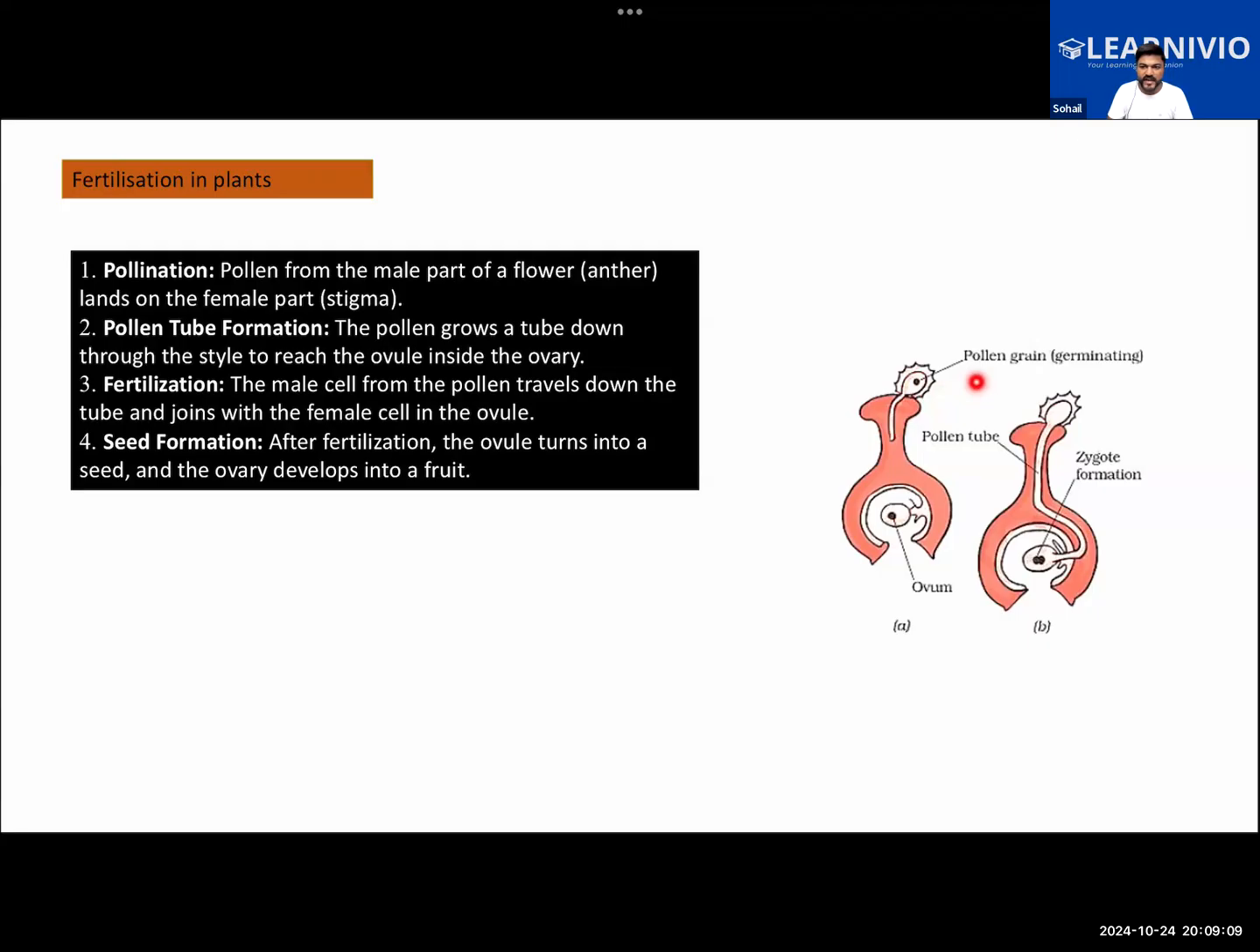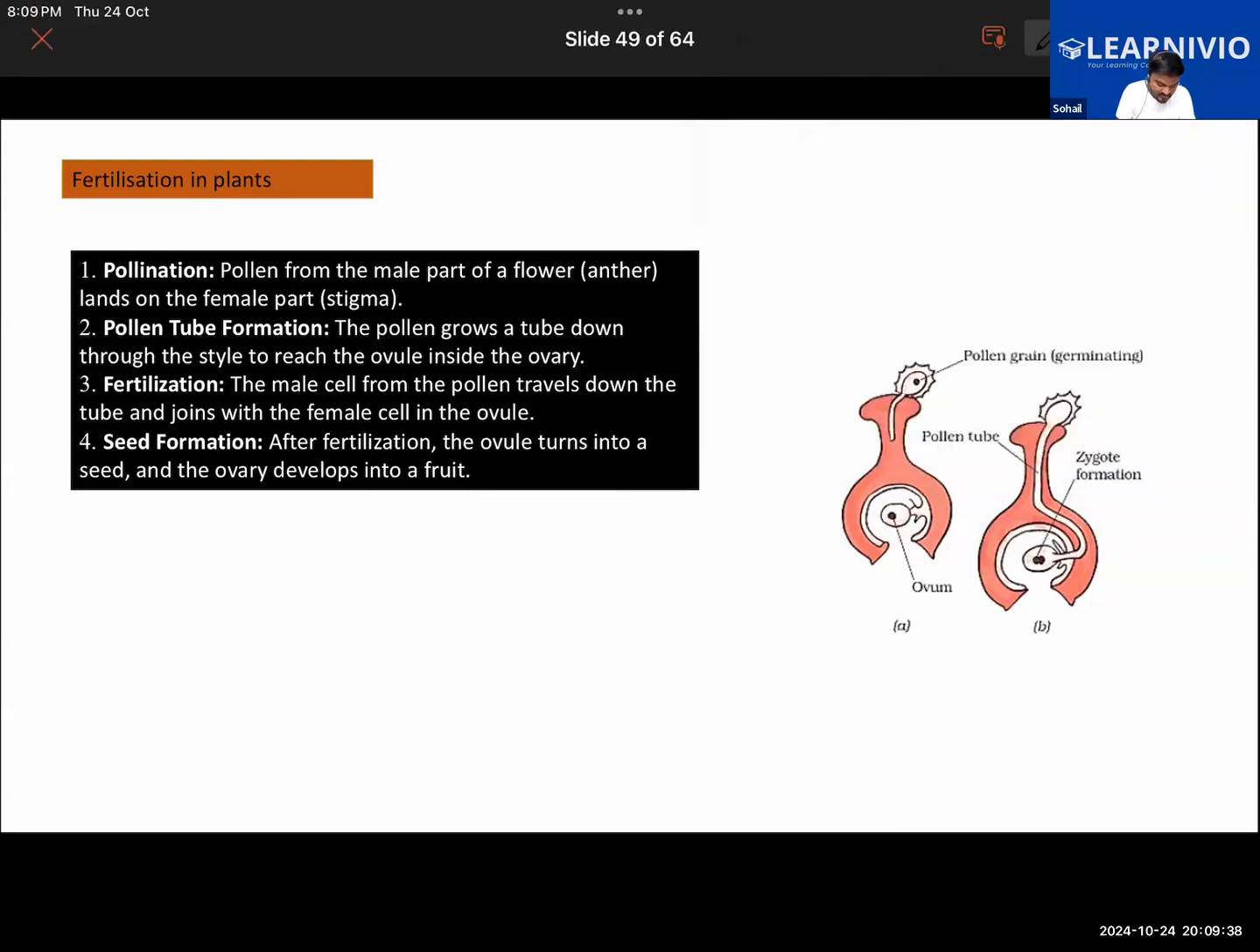So first of all, what will happen? Pollen grain will land on the compatible stigma. Why am I saying compatible stigma? The stigma of the right type, of the same species. Once the pollen grain lands on the compatible stigma, it will start absorbing moisture and nutrients from the stigma. So in step number 1, pollination has already happened.